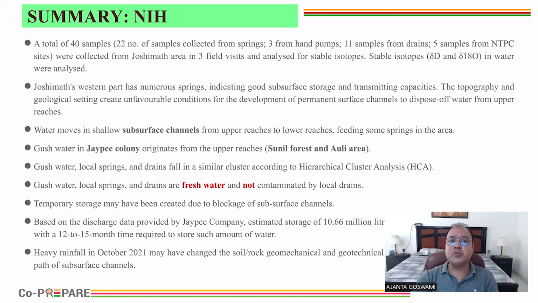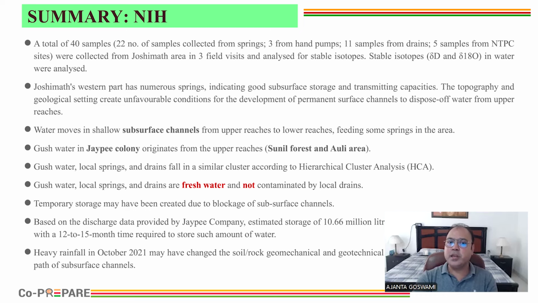What they have said is that Joshimath's western part has numerous springs, indicating good subsurface storage and transmitting capacities. The topography and geological setting create unfavorable conditions for the development of a permanent surface channel to dispose of water from the upper reaches, because this is a glacial fluvial deposit, and it does not support formation of any permanent drainage, and therefore there is subsurface flow of water. Water moves in shallow subsurface channels from upper reaches to lower reaches, feeding some springs in the area, and therefore you find so many springs there.